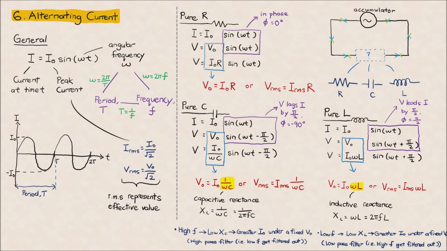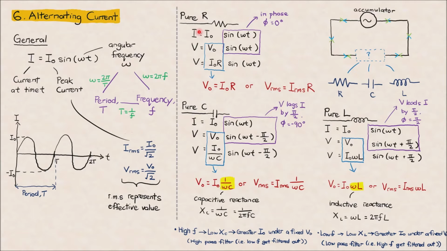Moving on from our study of AC current and how it varies with time, we can talk about AC circuits. But this time, the AC circuit will be connected to either a resistor, a capacitor, or an inductor. So let's move on to the pure resistor circuit, in which the accumulator is connected to just one resistor only.